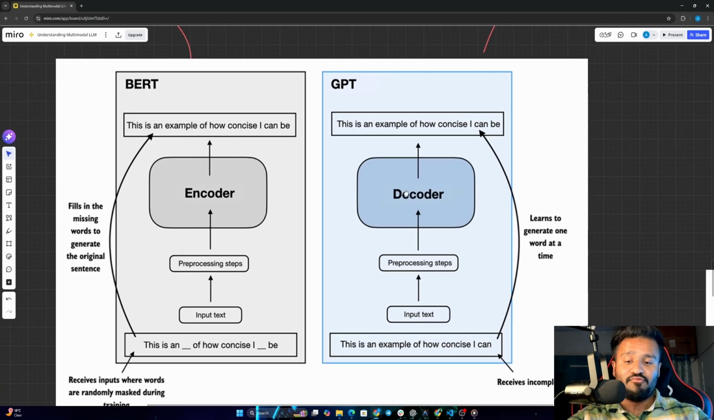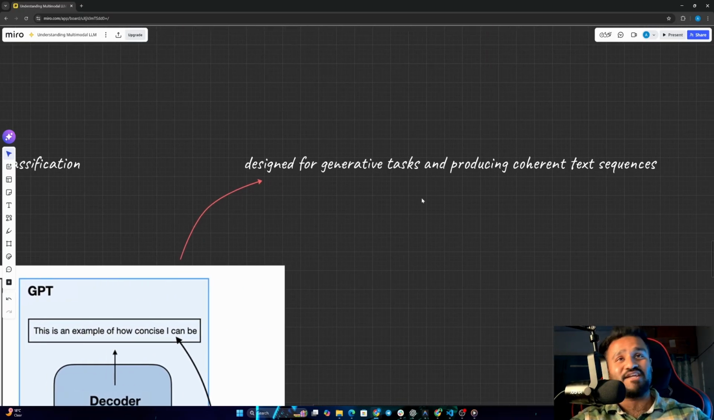Now we will look at the GPT model. GPT stands for Generative Pre-trained Transformer. GPT only uses the decoder part of the transformer architecture. It doesn't predict the missing word in the middle as BERT does. It predicts the next word. So if I write, this is an example of how concise I can, it will further predict the next word. It was designed for generative tasks and producing coherent text sequences.